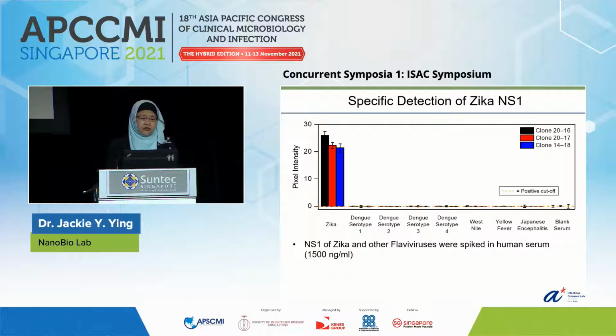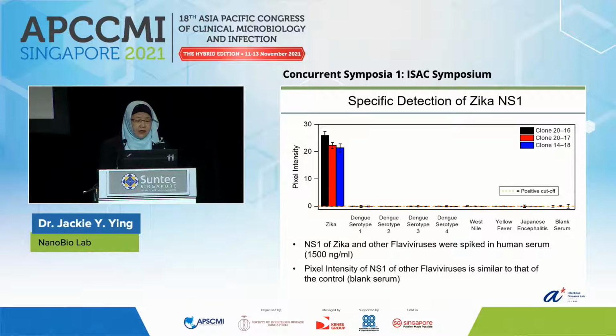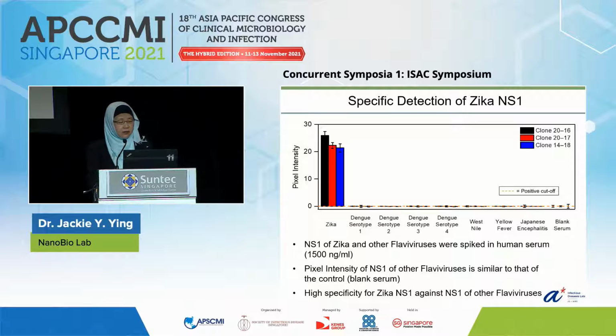So the specific detection of Zika NS1 went through specificity studies also. Here we see that we were able to specifically detect Zika, and all the other flaviviruses, which are very similar, will not show up with any signal. So the high specificity for the Zika NS1 against the NS1 of other flaviviruses is demonstrated here.